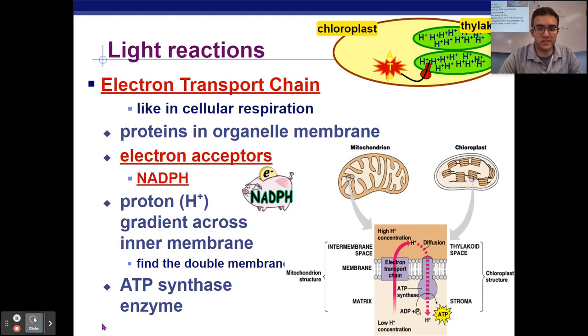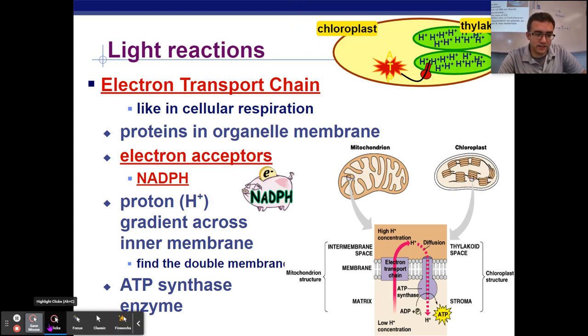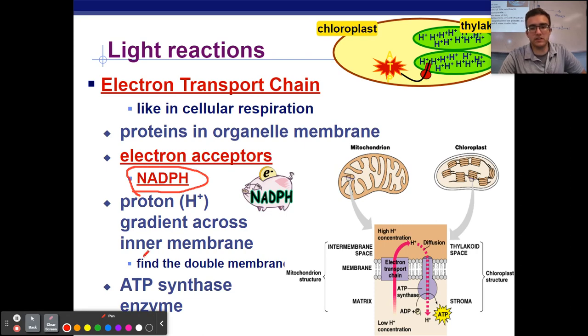So the light reaction runs off of an electron transport chain, similar to cellular respiration. This is also going to occur in the thylakoid membrane. So the thylakoids are little green pancakes on the chloroplast. That's where they're going to occur. And for here, we still have an electron acceptor, but for photosynthesis, the electron acceptor this time is what we refer to as NADPH. So NADPH, it's the same purpose of the electron acceptors as what we saw in cellular respiration, but it's just a different molecule doing the same job.